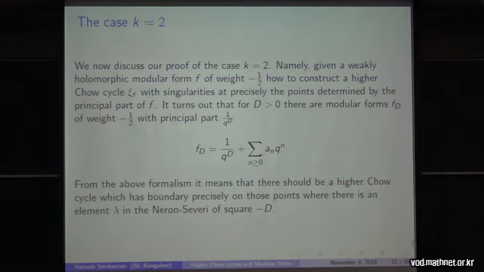Because if you take the lift of this guy, it will have singularities on those points on that orthogonal Shimura variety where there's a lambda in the Néron-Severi lattice whose square is minus d. That's more or less it. So you want to find a higher Chow cycle with those properties. Okay.